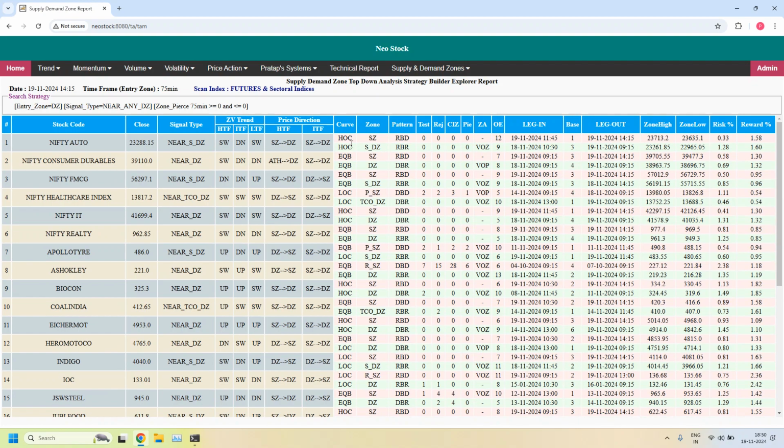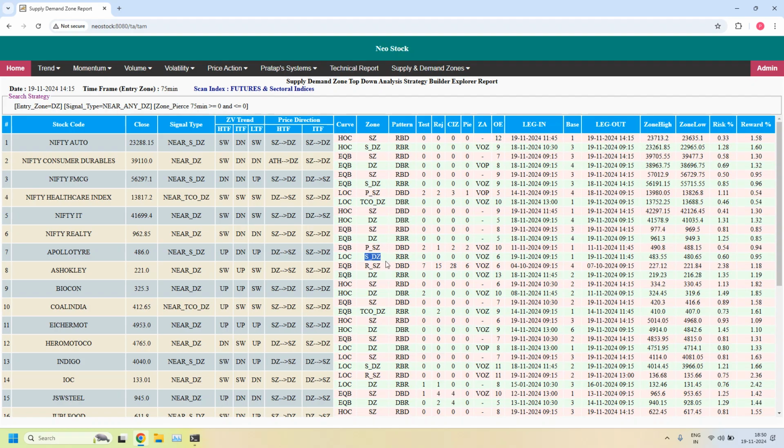Let's find them. First one is NIFTY Auto. It is not listed in F&O. You can't trade. NIFTY FMCG. This is also high liquidity and also not listed in F&O. It is an index. You can't trade. This is the low priority zone. TCO zone.